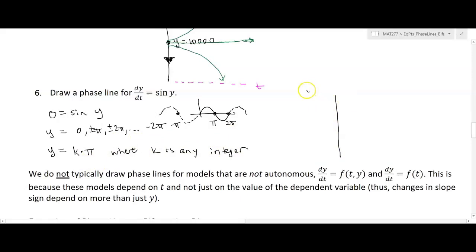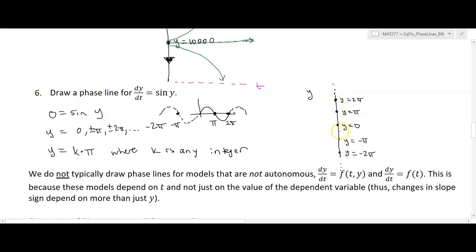Well, unfortunately, since this thing goes on forever, you can kind of do this on either side and plot a few of those equilibrium points just to show the pattern. Y equals 0, y equals pi, y equals 2 pi, and then here y equals negative pi, y equals negative 2 pi. Now the question is, what is happening on these different intervals?